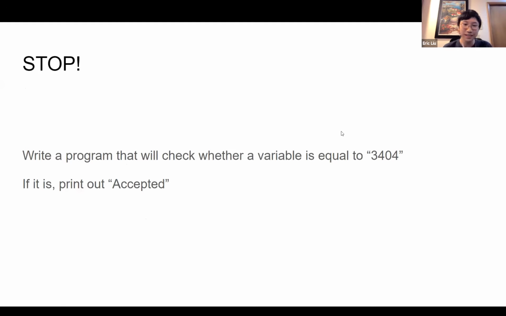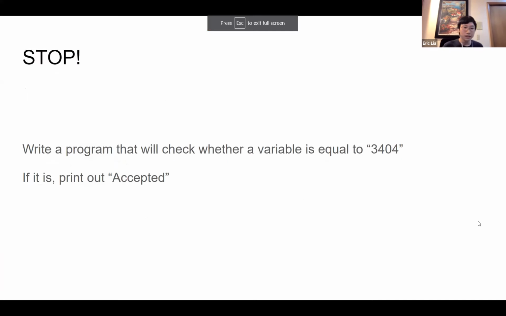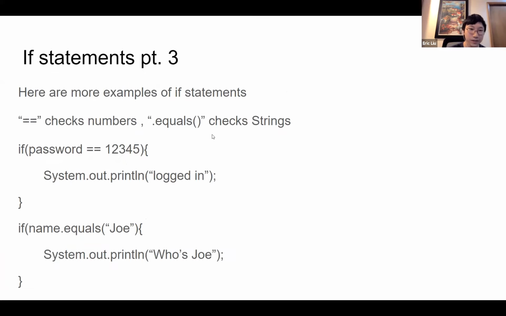There's one more thing I wanted to go over. The double equal signs check if it equals, right? So if int password equals 12345, that is equal to 12345. But if I have, whoop, what happened?